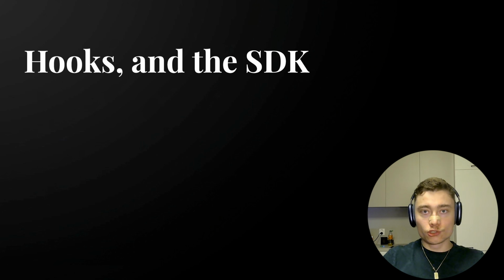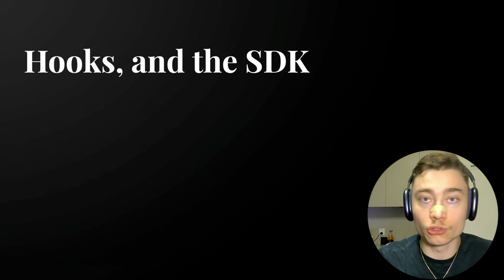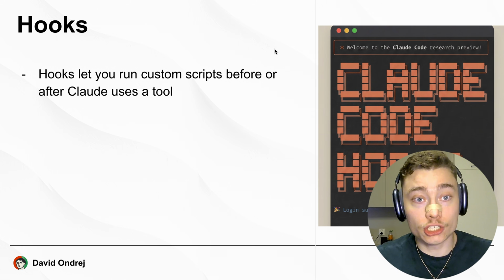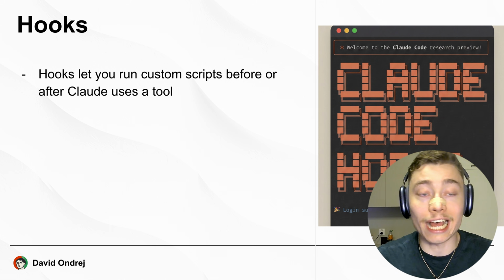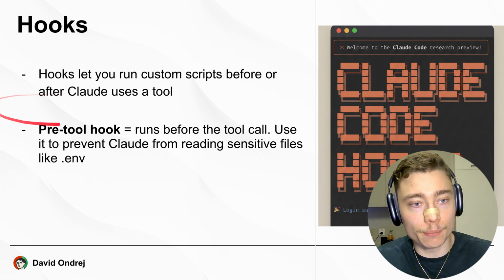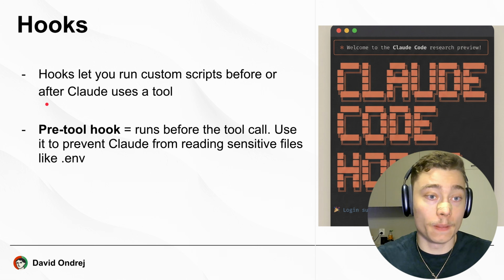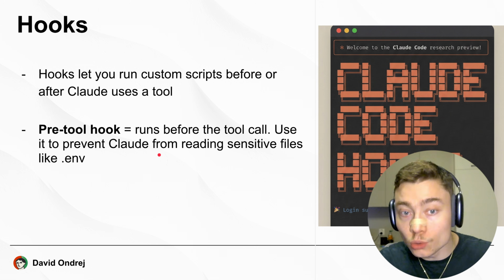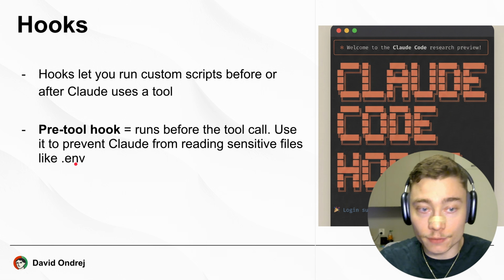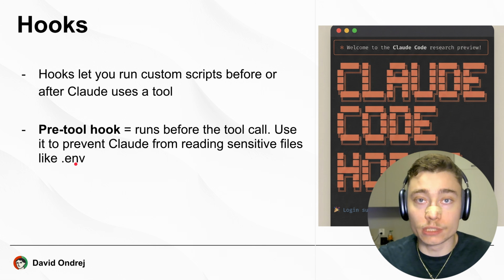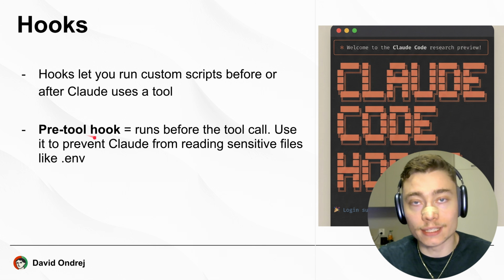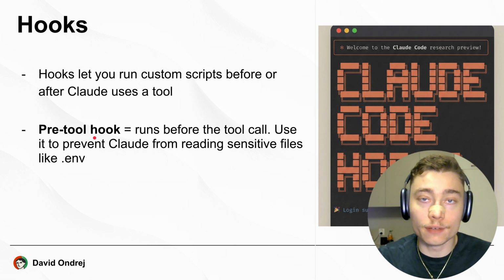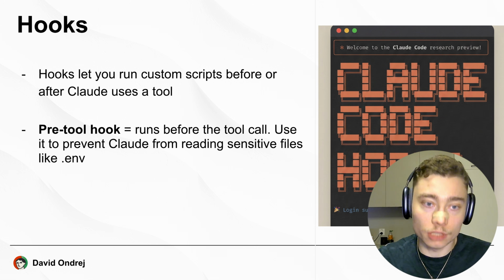Now here's where it gets interesting. The next section of the course talks about hooks and the SDK. So this is for the people who are actually logged in. Hooks let you run custom scripts before or after Claude uses a tool. So for example, a pre-tool hook would run before a tool call. And you can use it to prevent Claude Code from doing things you don't want it to do, such as reading sensitive files like env, or maybe you don't want it to change a specific file. You would create a hook that runs before every tool call that checks what Claude wanted to do. And if it is against that rule, it doesn't let it do it.